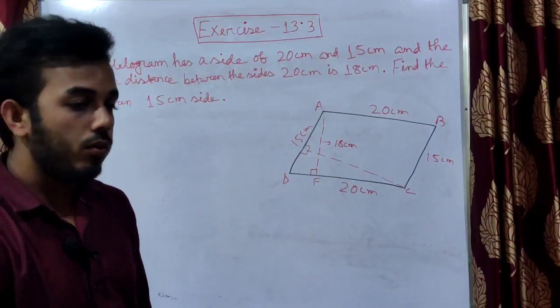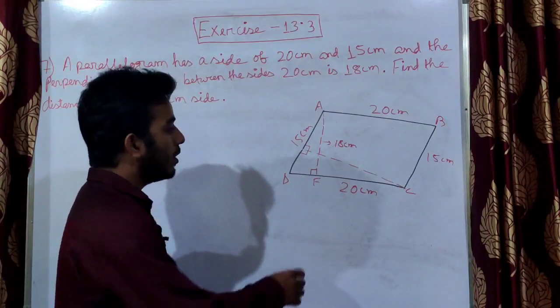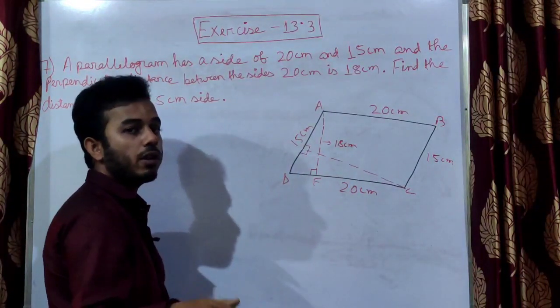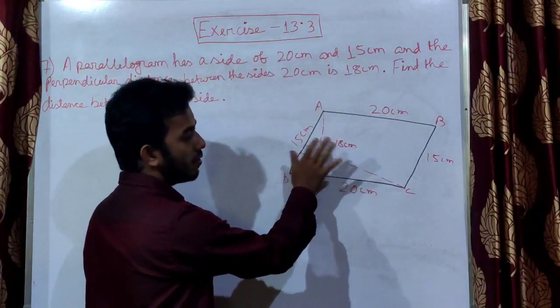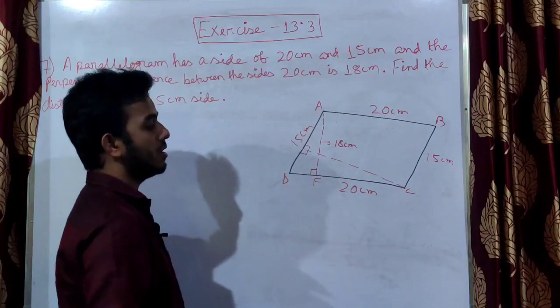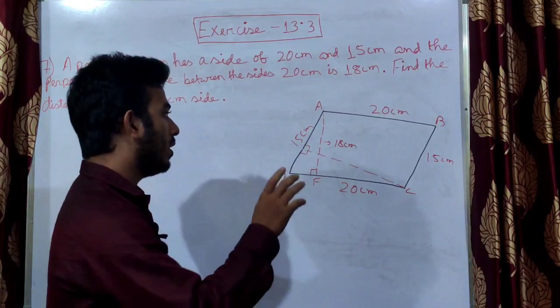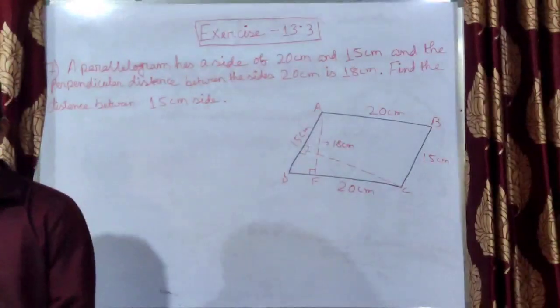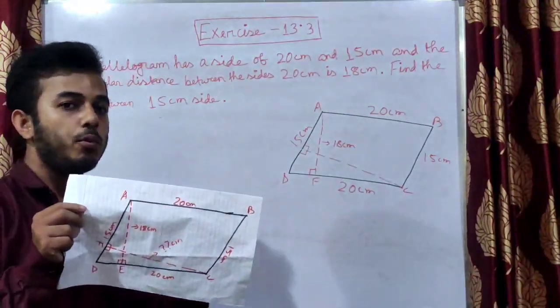We can find the area of the parallelogram with base into altitude, right? In the first case we will find the area of the parallelogram by multiplying this base and this altitude. So it will come to 20 into 18, 360, right? So the area of the parallelogram ABCD is 360. Consider this is the parallelogram which I drew on the board.